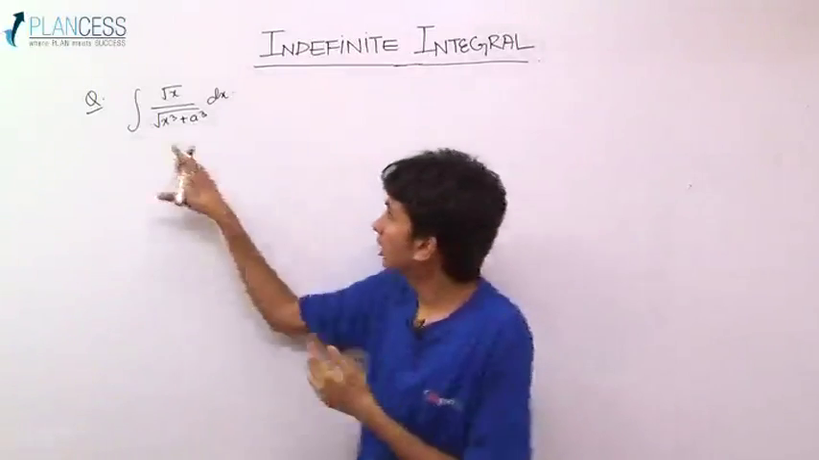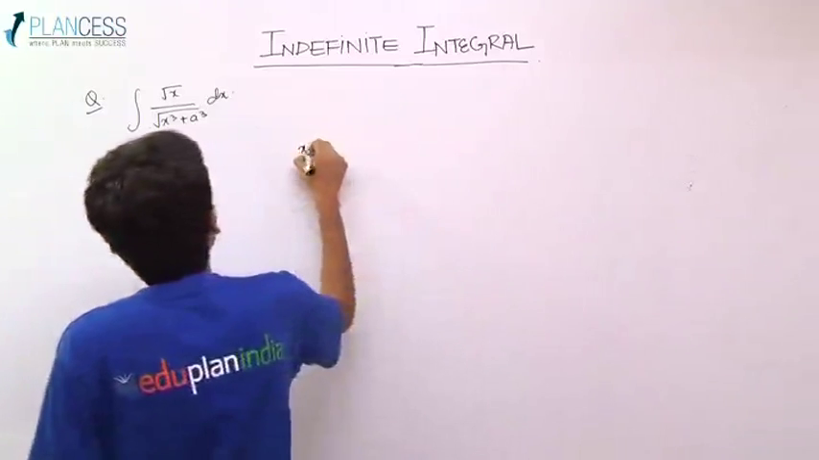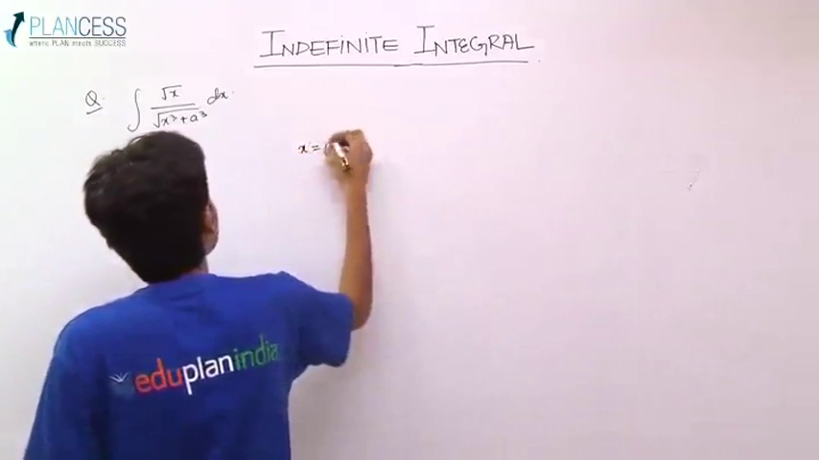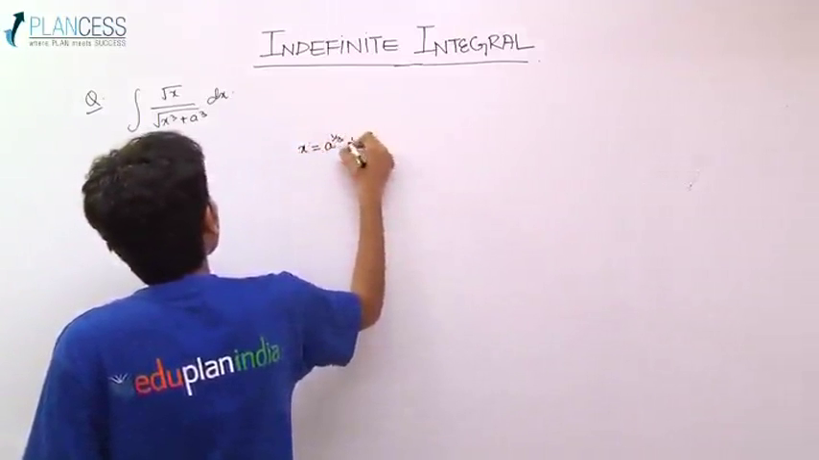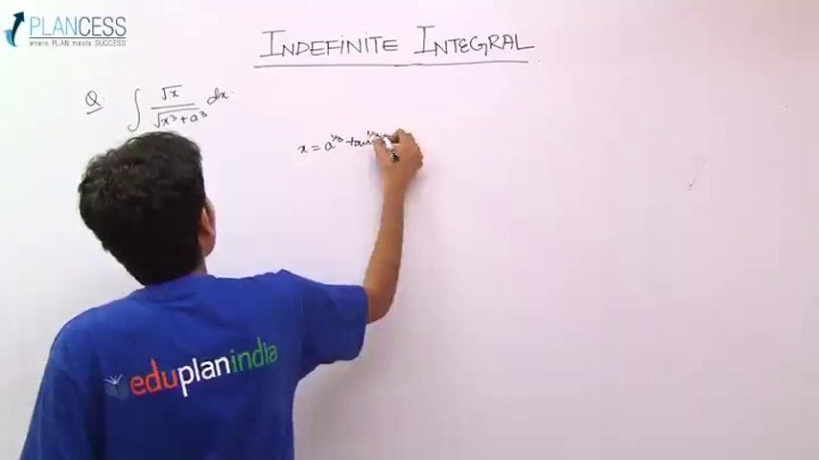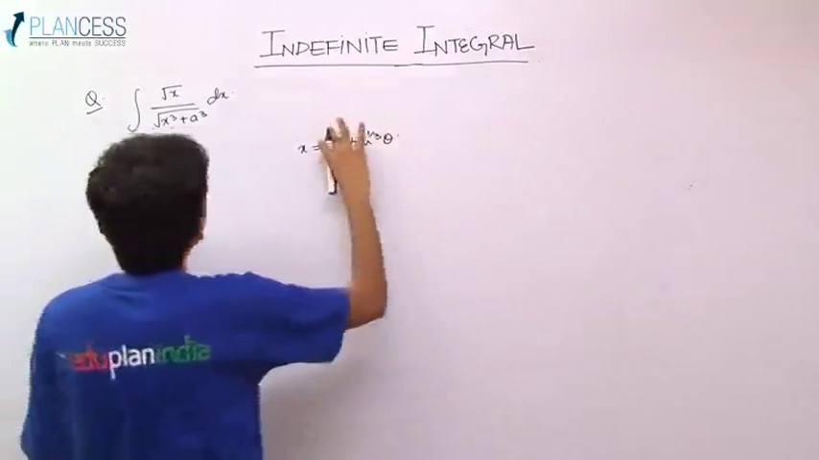Maybe, as I told you, if there is a root sign, you think that taking x equal to a to the power 1 by 3 tan to the power 1 by 3 theta will help. No, not actually.